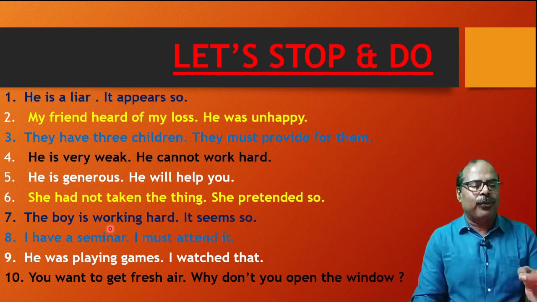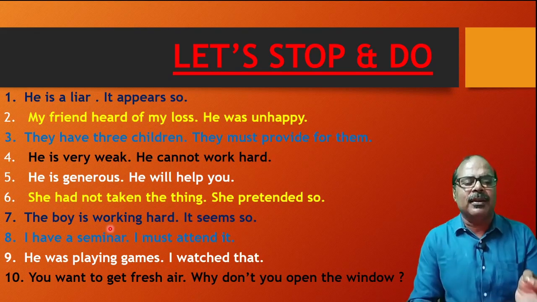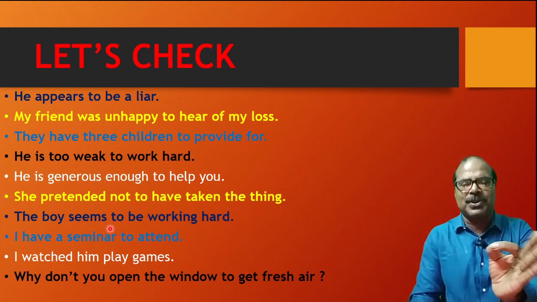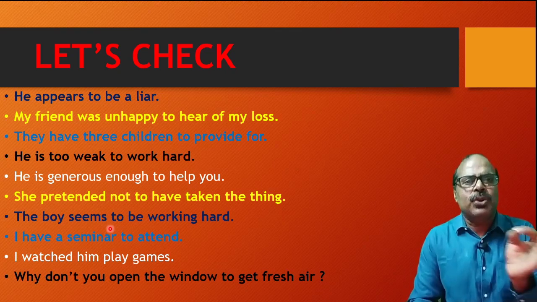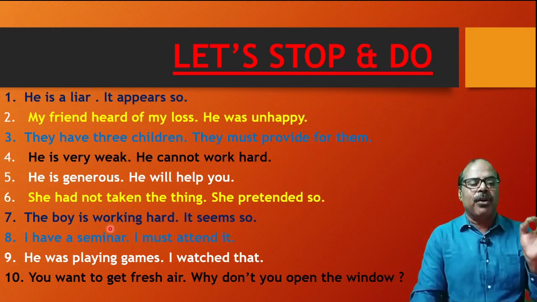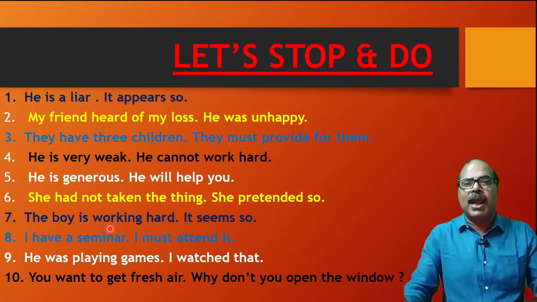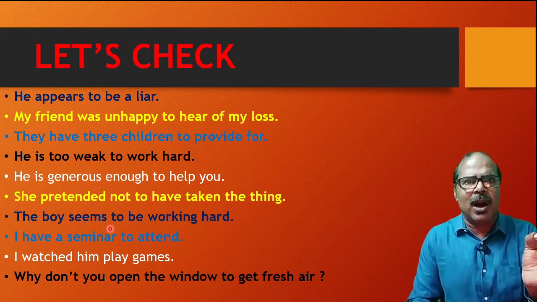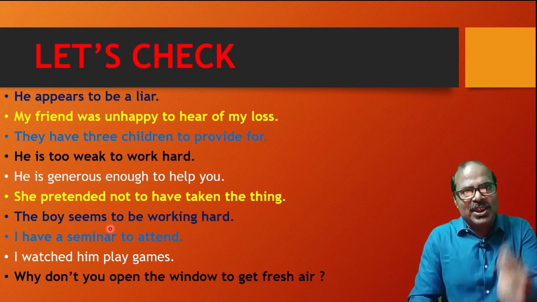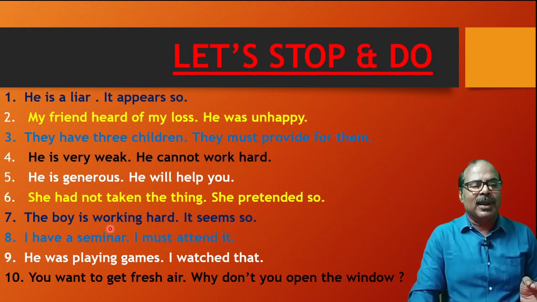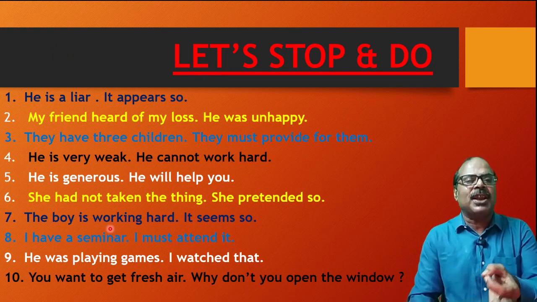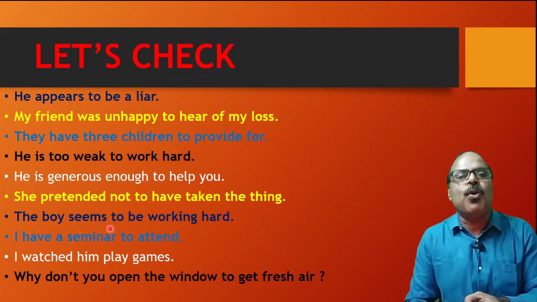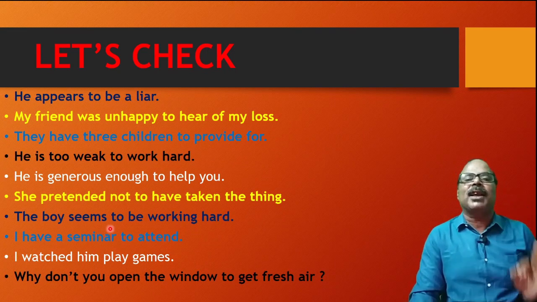Next one, fourth one, he is very weak. He cannot work hard. Very রয়েছে, তাহলে আমরা too ইউজ করব। cannot রয়েছে নেগেটিভ সেন্স, তাহলে he is too weak to work hard. Fifth one, he is generous. He will help you. সে উদার, সে তোমাকে সাহায্য করবে। He is generous enough. একটা অ্যাফার্মেটিভ সেন্স রয়েছে, he is generous enough to help you. Next one, she had not taken the thing. She pretended so. She pretended not to have taken the thing.